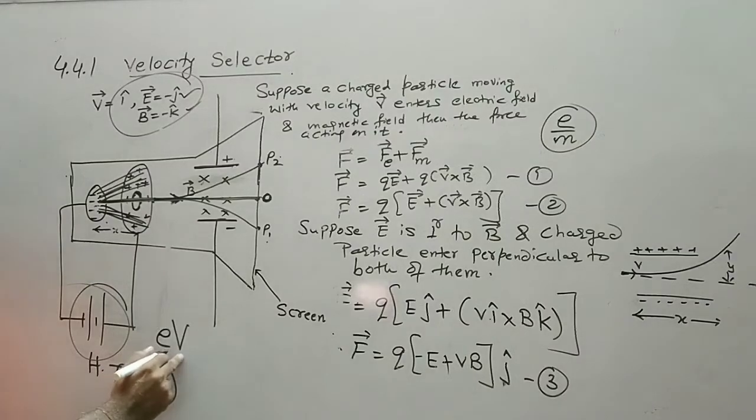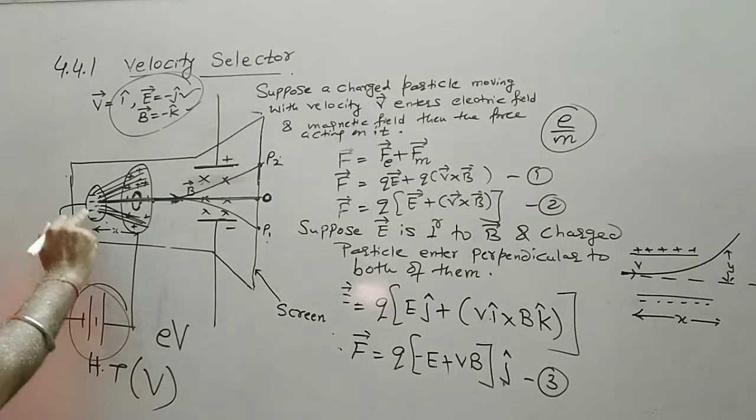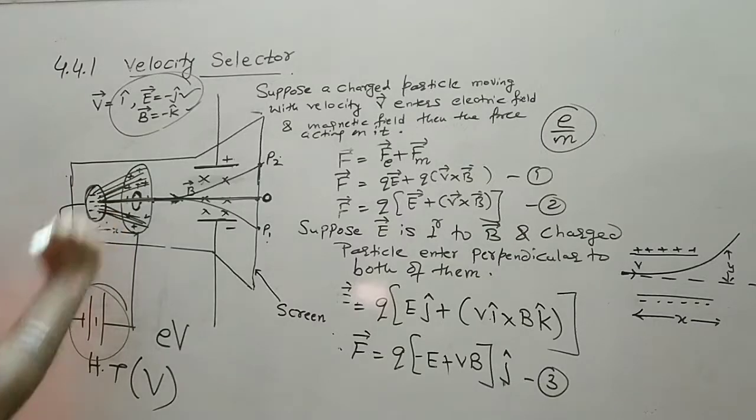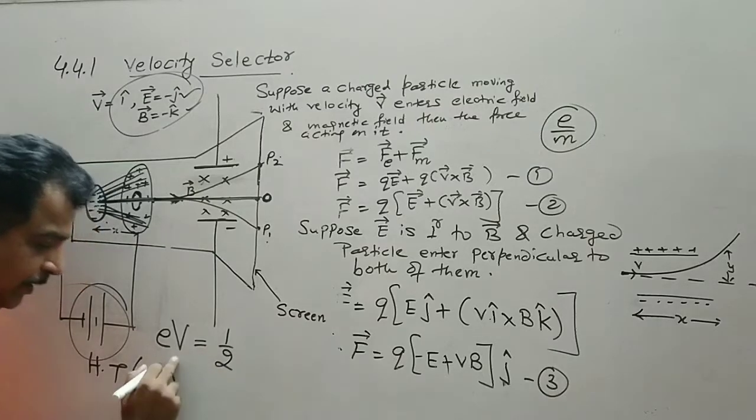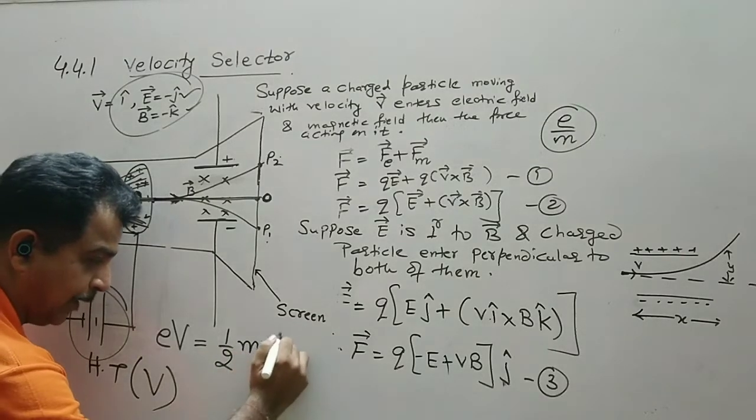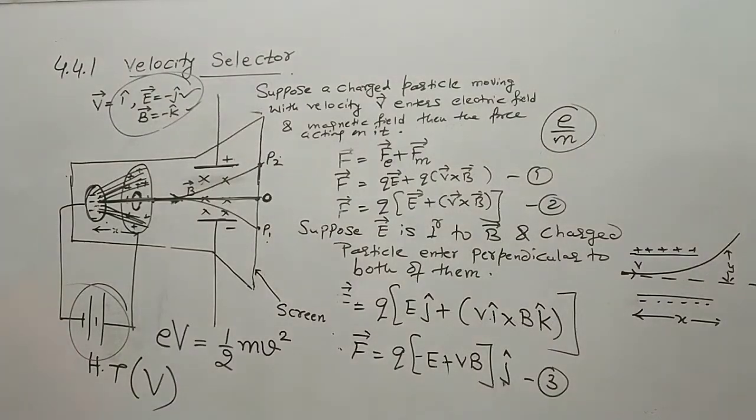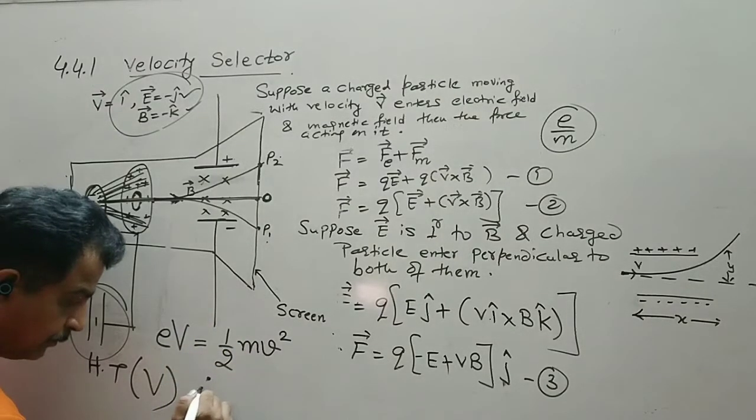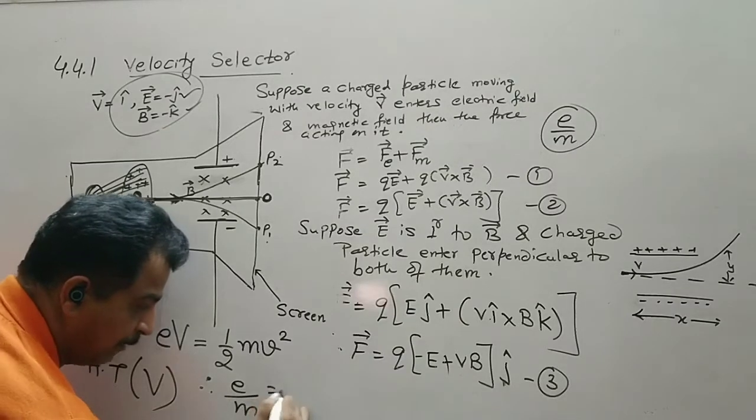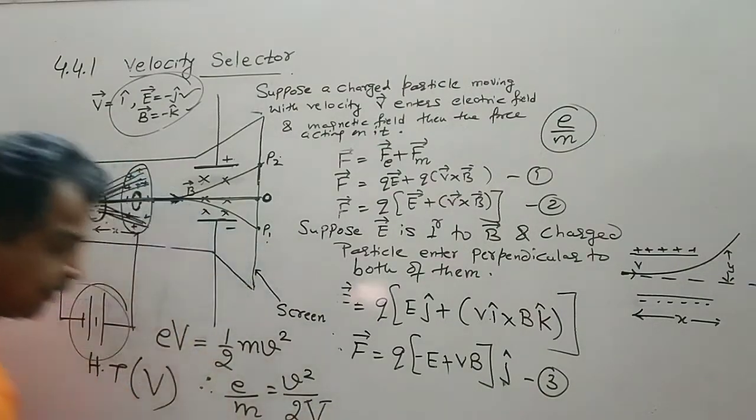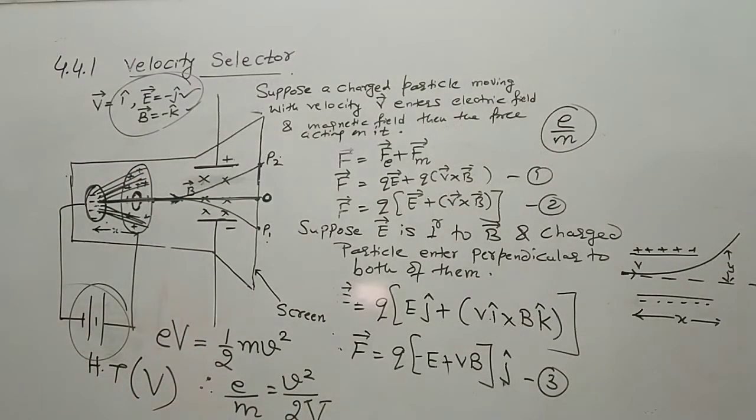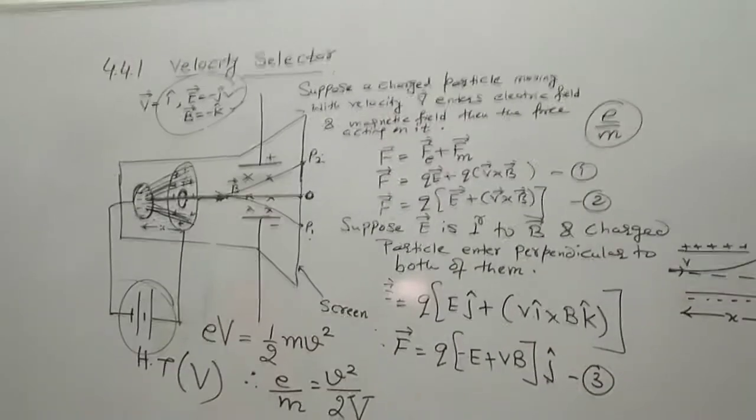This much energy is the energy due to which the electrons are emitted from this conductor and they come into motion. So this energy, in fact the potential energy, is converted into the kinetic energy. Therefore, e upon m can be written as v square upon 2V. Let us take this capital V as the potential. So this is e upon V.